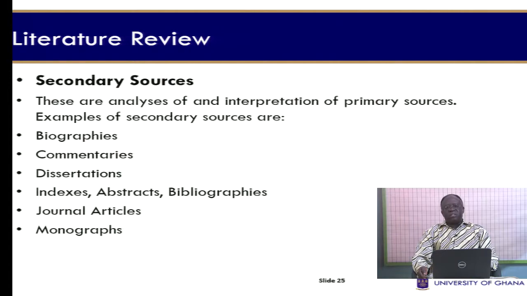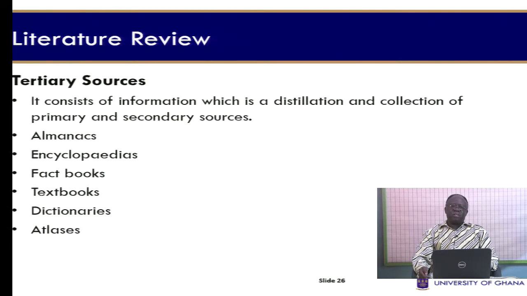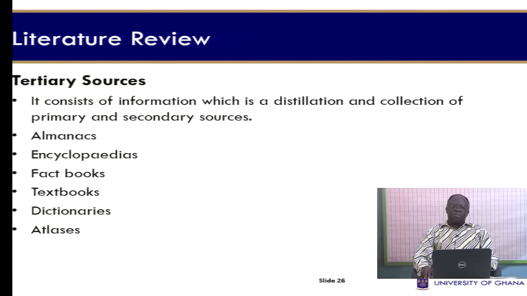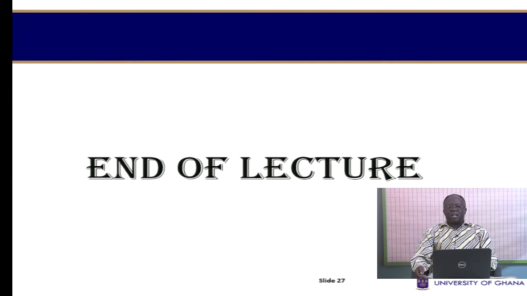Bibliographies, commentaries, dissertations, indices, abstracts, journal articles, and monographs. And tertiary sources consist of information which is a distillation and collection of primary and secondary sources. Examples are the almanac, encyclopedia, fact books, textbooks, dictionaries, and atlases.